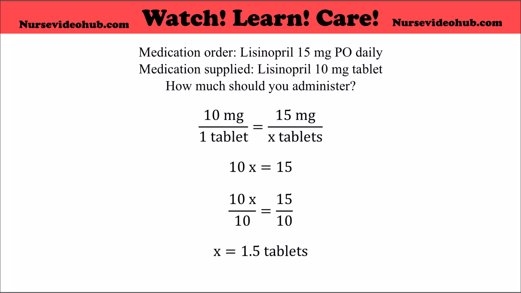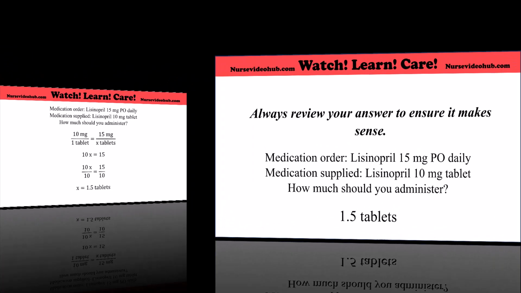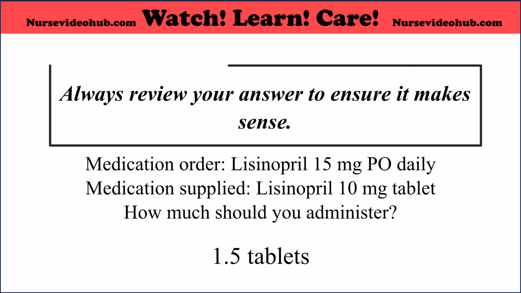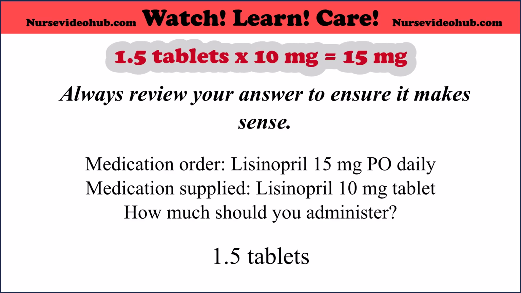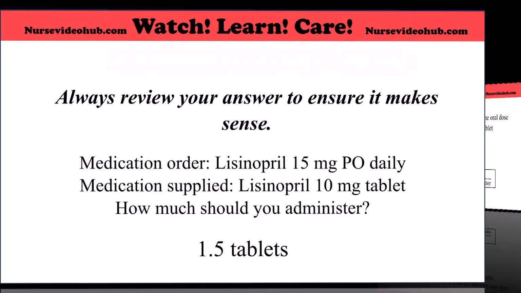Solve for the number of tablets by cross-multiplying, 10 milligrams times X tablets and 15 milligrams times 1 tablet. This results in 10x equals 15. Divide both sides by 10 to solve for x, and X equals 1.5. You would administer 1.5 tablets. Always review your answer to make sure it makes sense. The reverse method is to multiply the amount to be administered, 1.5 tablets, by the concentration available, 10 milligrams, which equals the prescribed dosage, 15 milligrams.